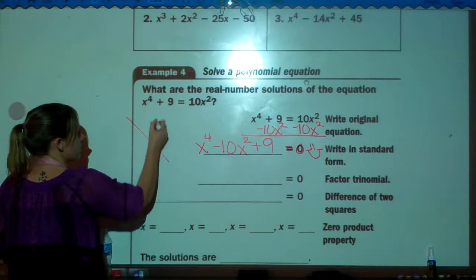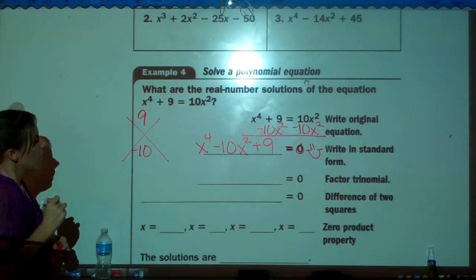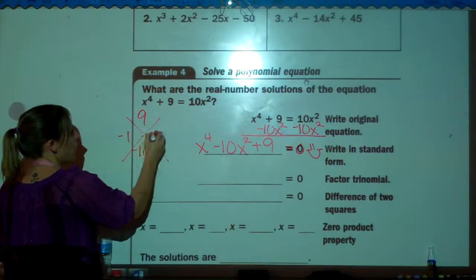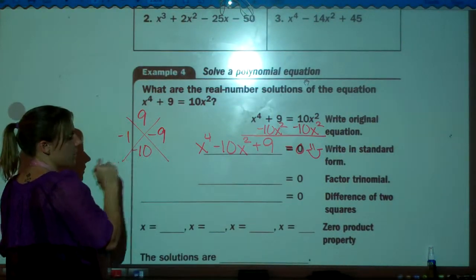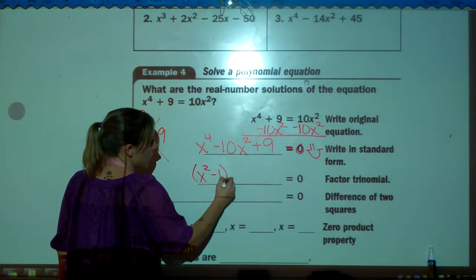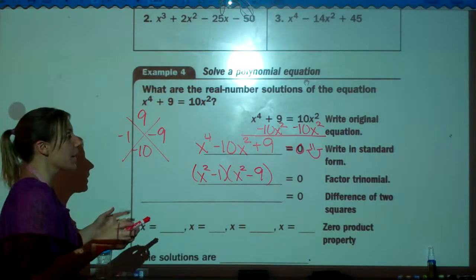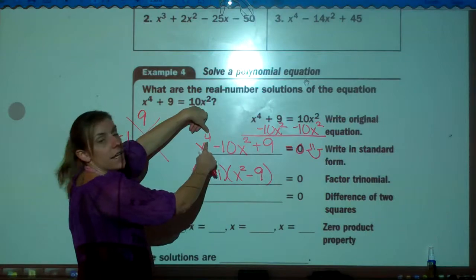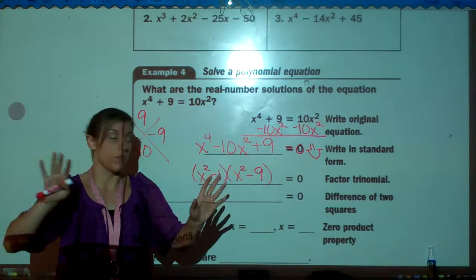We've got 9 and negative 10. Alright, so what numbers multiply to 9 and add to negative 10? That's a negative 1 and a negative 9. Okay, because negative 1 times negative 9 is 9, but when you add, you get negative 10. So that means that we get x squared minus 1 and x squared minus 9. The reason why they're x squareds is because for that x to the 4th, we need x squared times x squared to give us that x to the 4th. We need to take this 4th power and cut it in half. So I've got 2 of them over here and 2 of them over here.